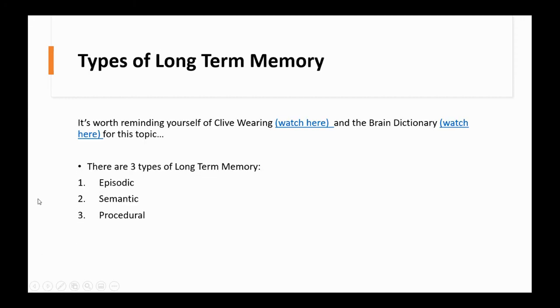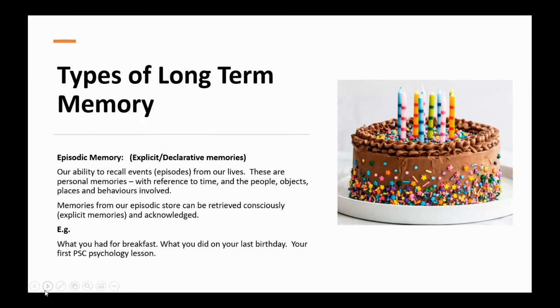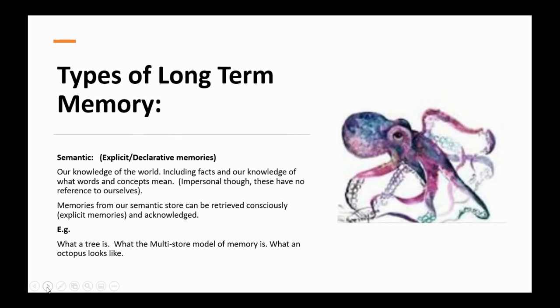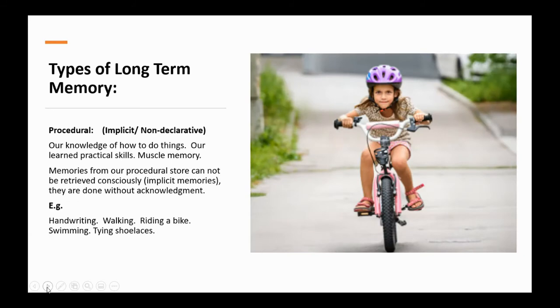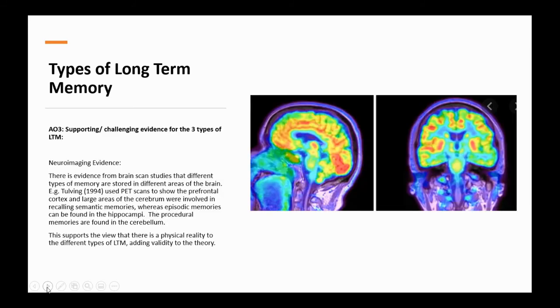Then we need to look at long-term memory and the different types of long-term memory. There are 3 types of long-term memory: episodic, semantic, and procedural. Episodic memory is our memory of events. Semantic memory is facts and general knowledge information. And procedural memory is the memory of how to do things.